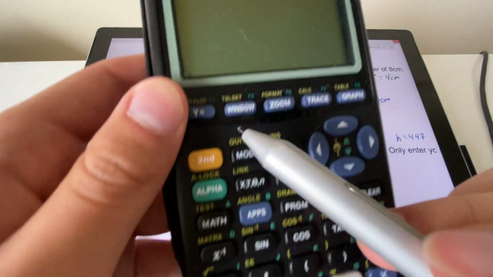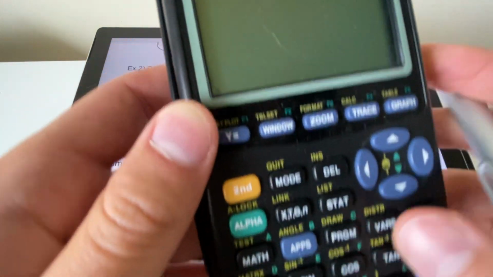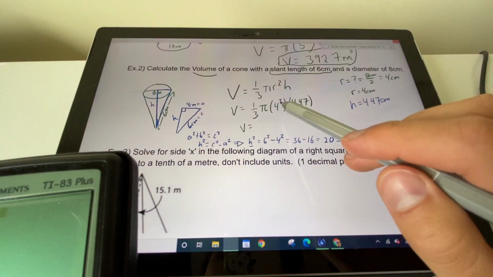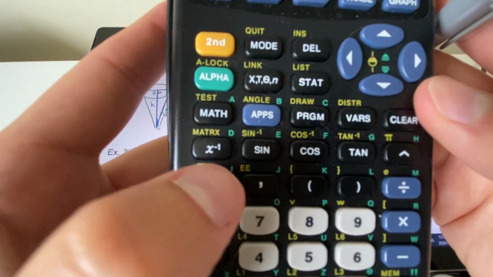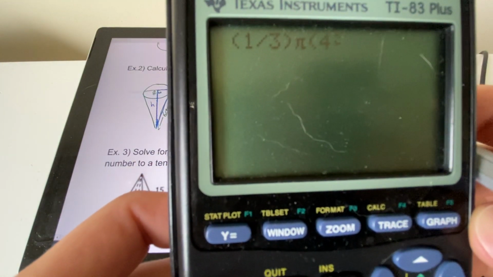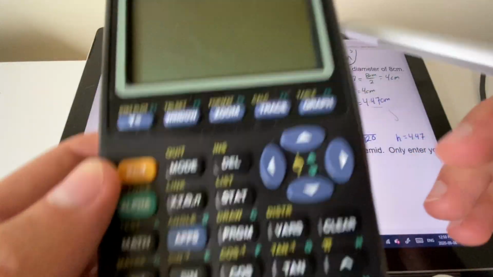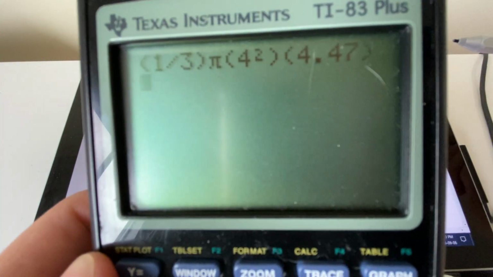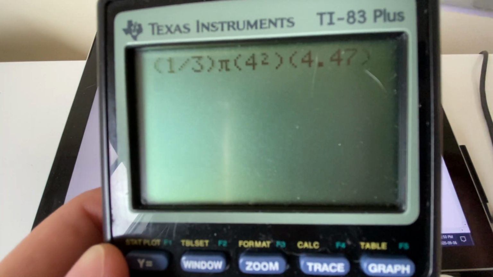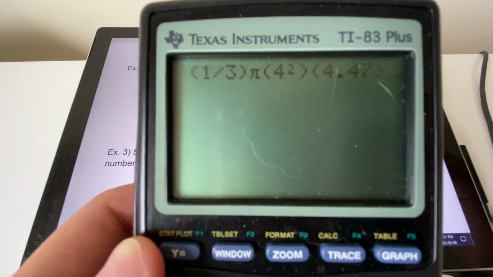Now I'm going to do pi, so second pi to get the yellow. So I have pi now, I'm going to bracket 4 squared, 4, and there's our square button. Okay, 4 squared, bracket, so now it's all closed. And then finally I'm going to bracket and put 4.47. I'm bracketing all the separate numbers so I make sure I don't mess up my calculator. So it's 1/3 times pi times 4 squared times 4.47.